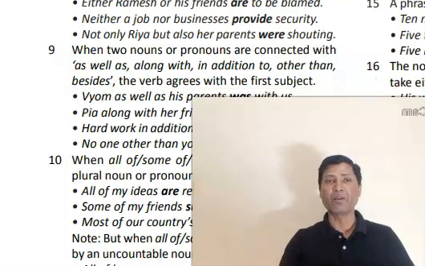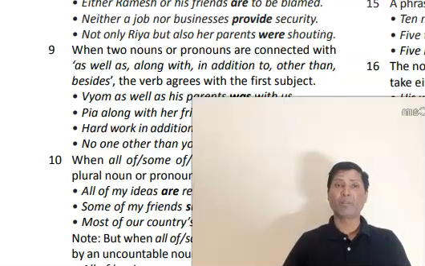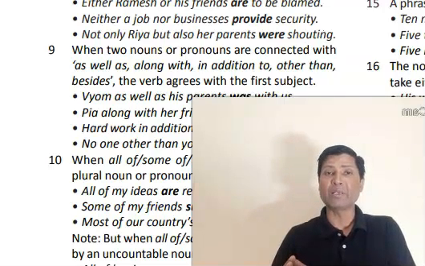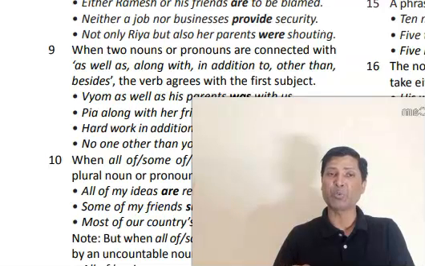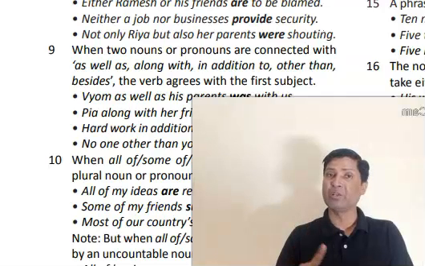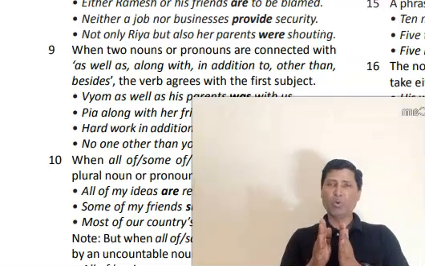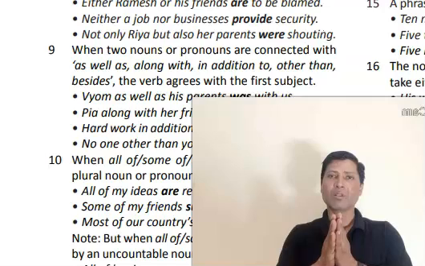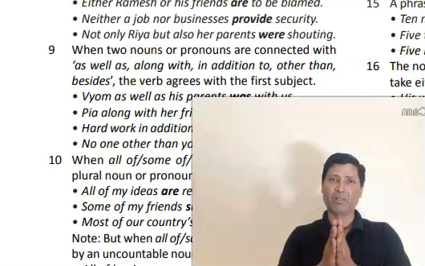This is again a very clear rule, very important. When two nouns or pronouns are connected with as well as, along with, in addition to, other than, besides, the verb agrees with the first subject. What does it mean? You are connecting two nouns with as well as, along with, besides.